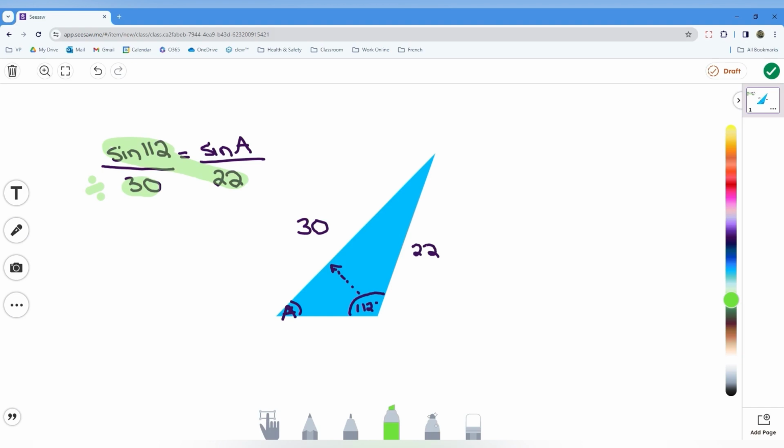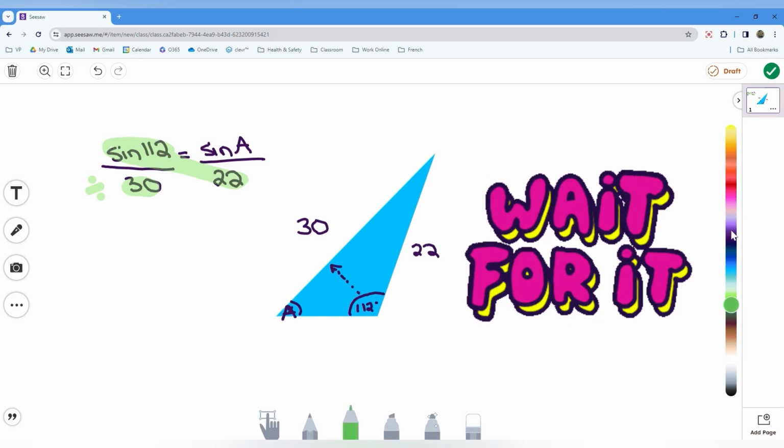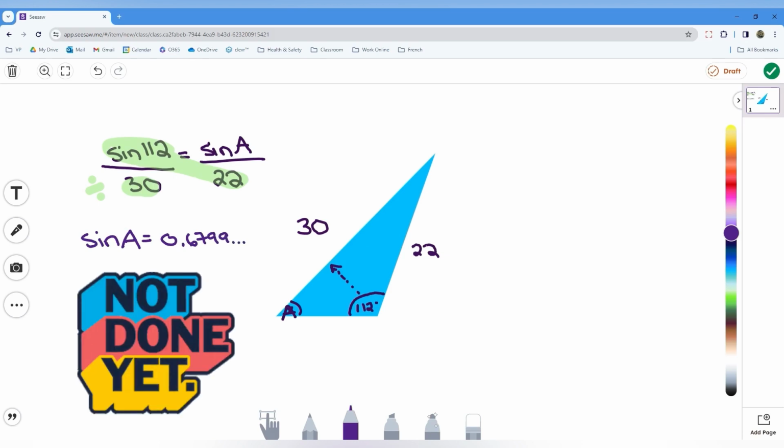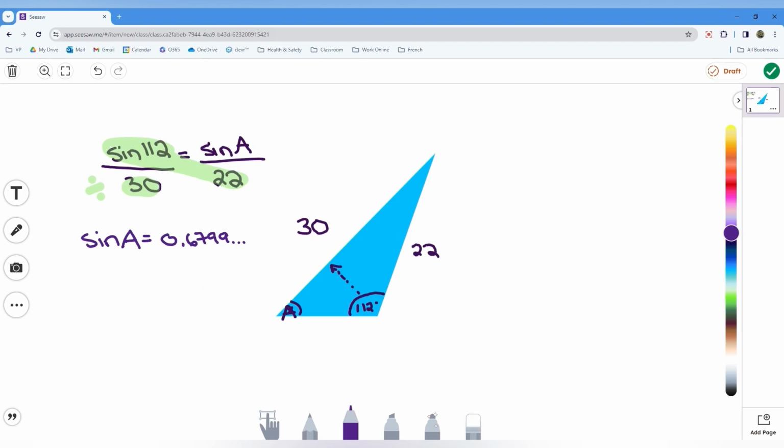In your calculator, whether you start with the sine of 112 or you start with 22, you're going to multiply those together. When you do that, you should get an answer of 20.398. Divide that by 30, and your final answer becomes 0.679. Remember, that is the sine of A, 0.6799, and so forth. But that doesn't sound like a degree, does it? So we need to turn this decimal into a degree. And how we do that is by using that second function.